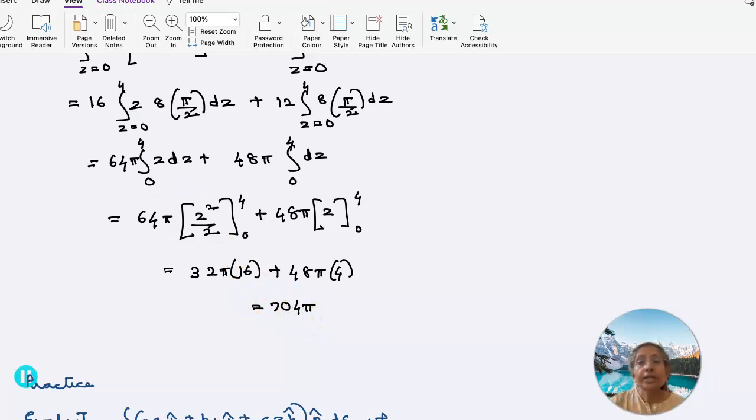So that comes to the end of Gauss's Divergence Theorem Part 1. There's a lot of heavy integration here, and I hope I have helped to make it easy for you.